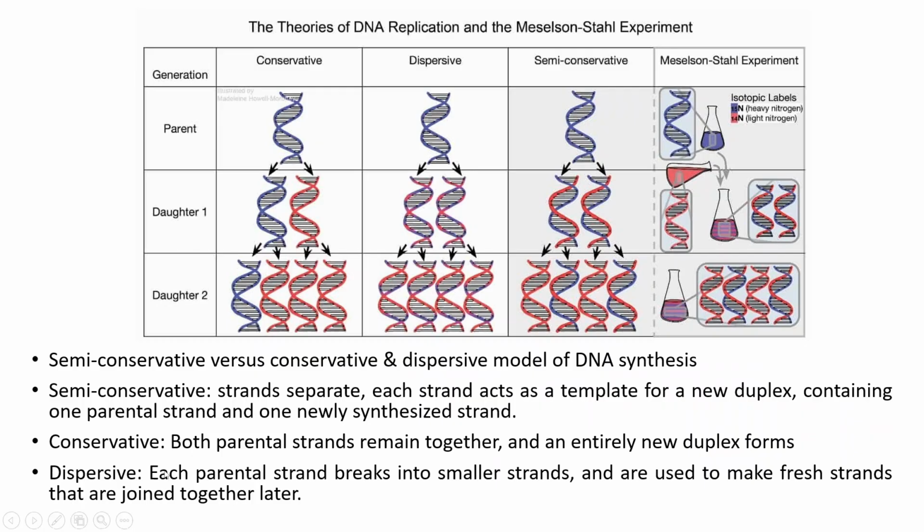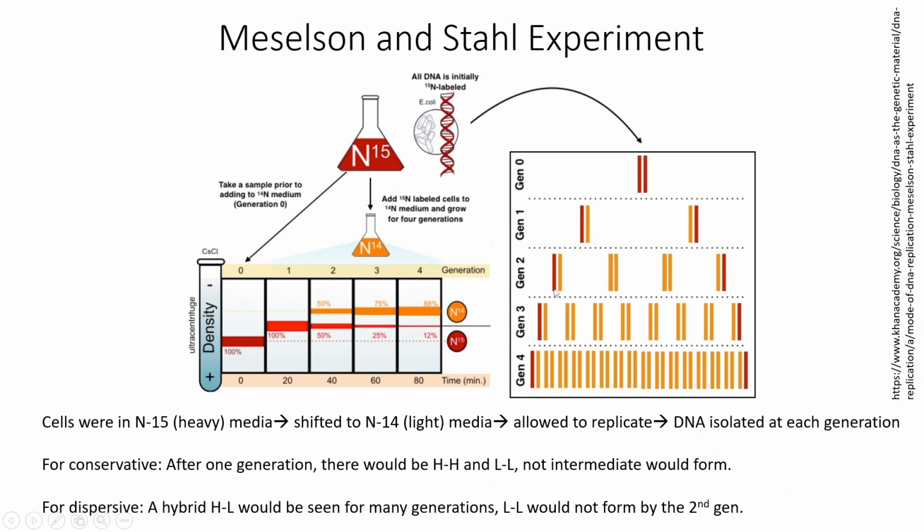So there is dispersive. In this theory, people had said that maybe the parental strand breaks into some smaller strands, and these are used to make fresh strands that are then all joined together later. So it's all mixed up, right? So how can we rule this one out from the Meselson-Stahl experiment? For the dispersive one, what we would have seen is that this hybrid, because essentially we're saying that there's a constant mixing of the heavy and light, or the parent and the daughter strands. So there would have been a constant hybrid HL, or heavy light, that would have been seen for many generations.